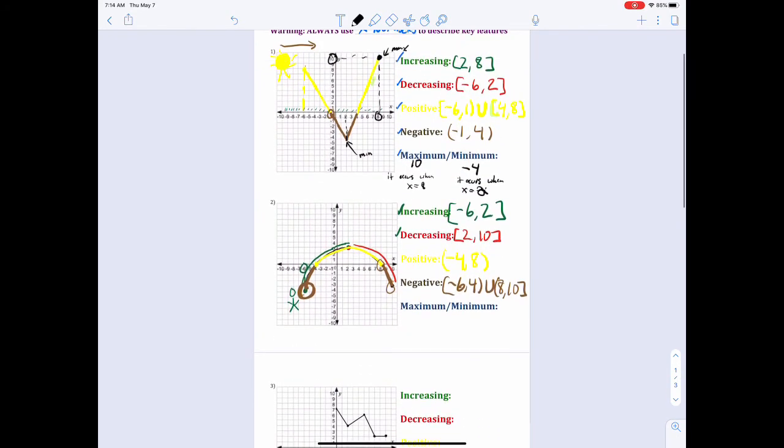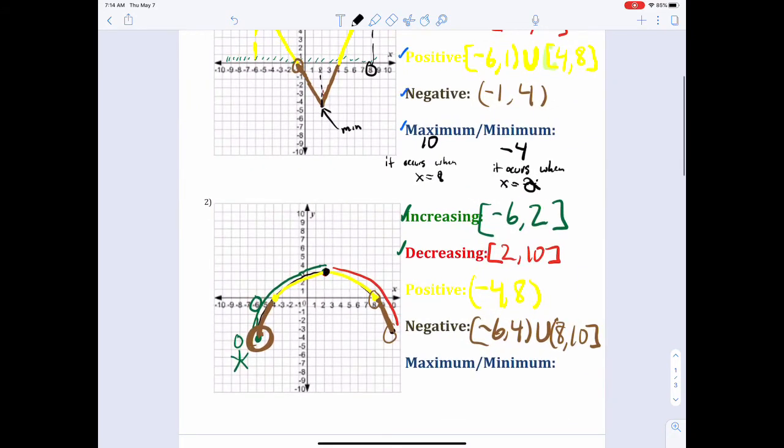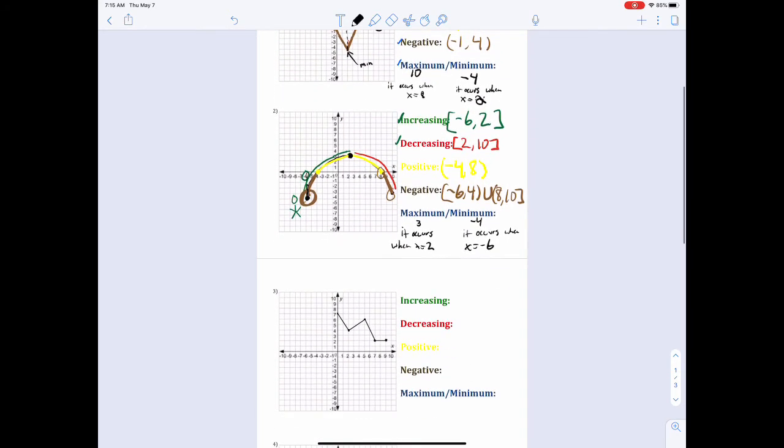All right. The maximum value here is going to be right at the top of this curve right here, and that happens at 3. Well, the max is 3. It happens when x equals 2. And the minimum, this is the lowest point on the graph. It's -4. It occurs when, what's the x number at -4 there? -6. All right. So that's that right there.